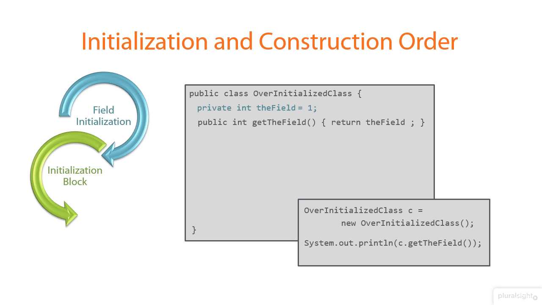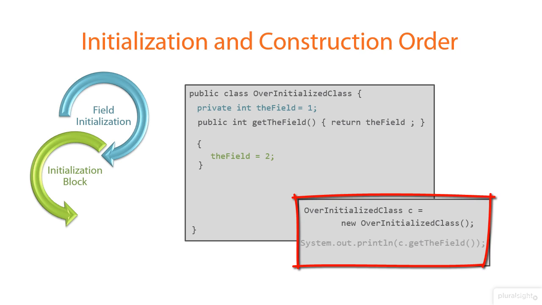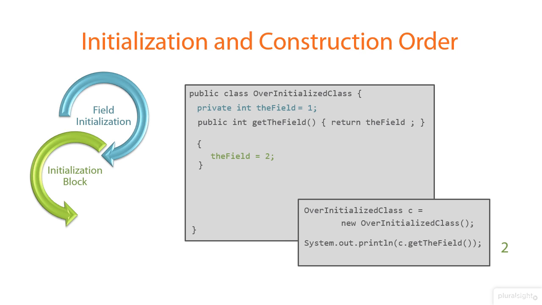The next phase is to run the initialization blocks. So if we take this same class and now we add an initialization block that sets the value of the field to 2, even though we still have a field initializer that sets it to 1, when we run the code that prints this out, it's now going to print out 2, because the initialization block ran after the field initializers ran. So it would overwrite that value.